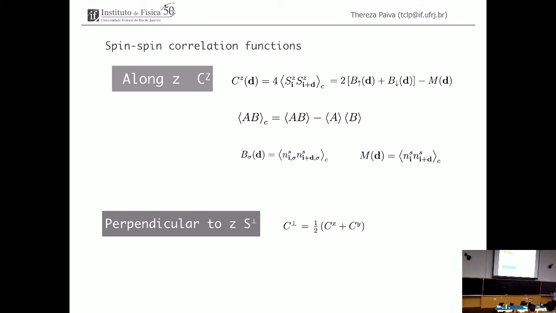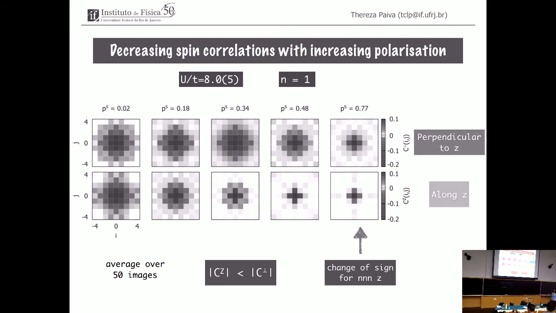Along the Z direction, we will look at the spin-spin correlations that can be obtained as a function of the quantities that are actually measured. And perpendicular to Z, we have rotational symmetry between X and Y directions, and we get the perpendicular one. So here's what happens when we increase the polarization.